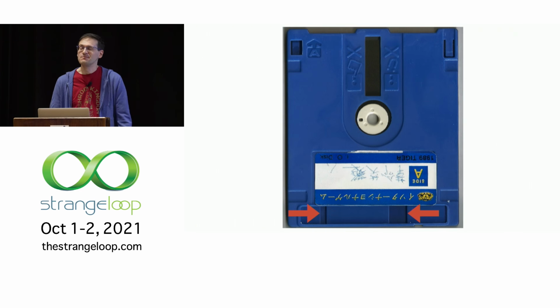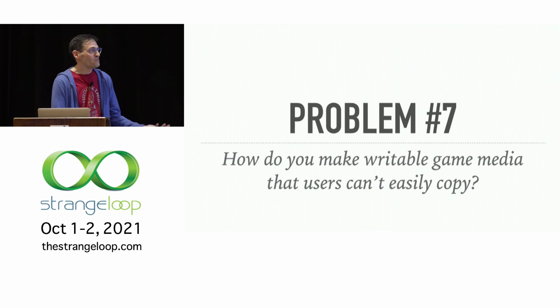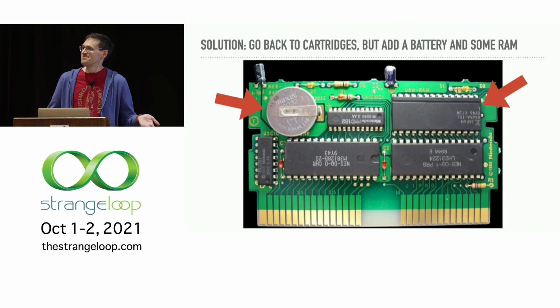Nintendo did not like this. Shocker. So they went back to the drawing board. How do you allow people to save their game data when you don't want them to copy it? So they went back to cartridges.